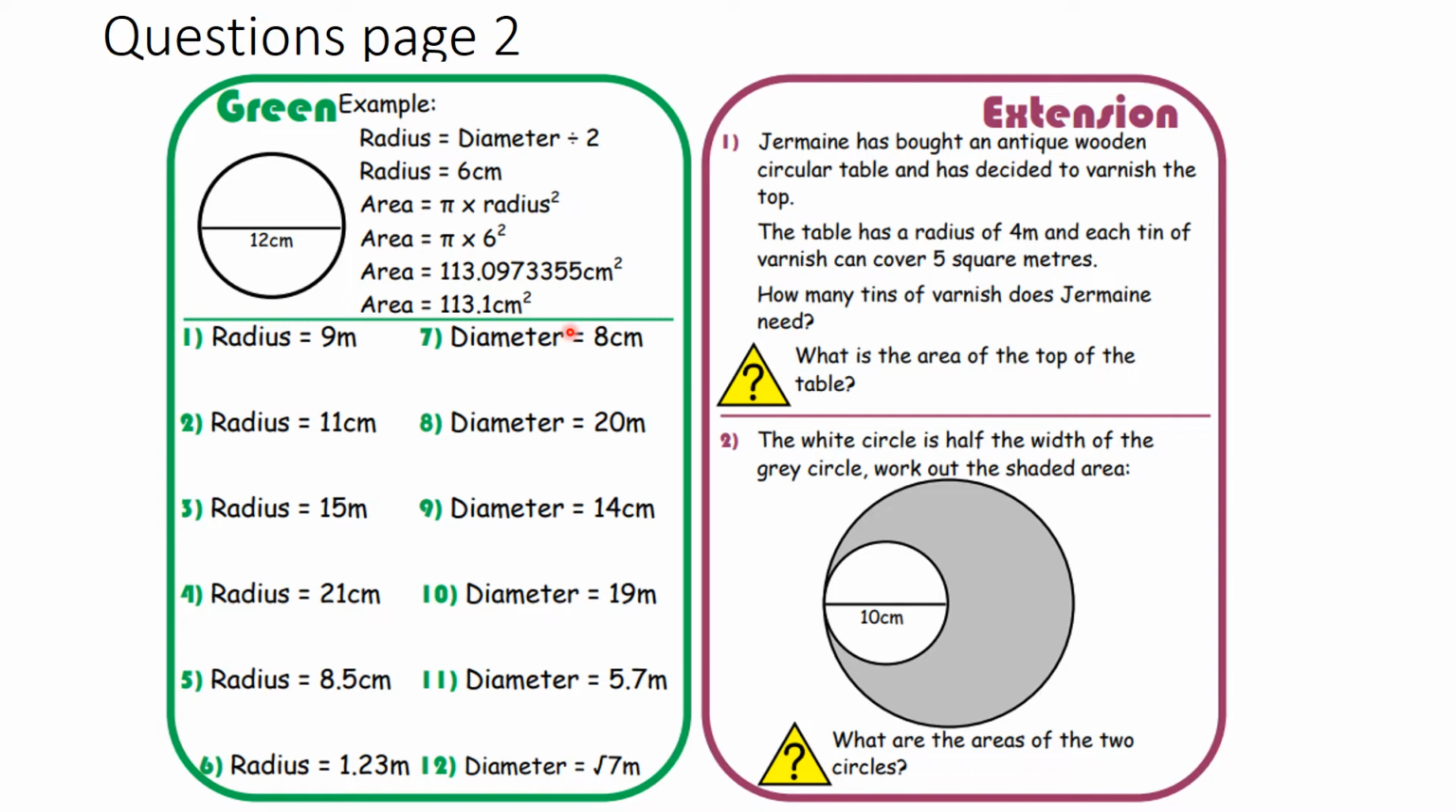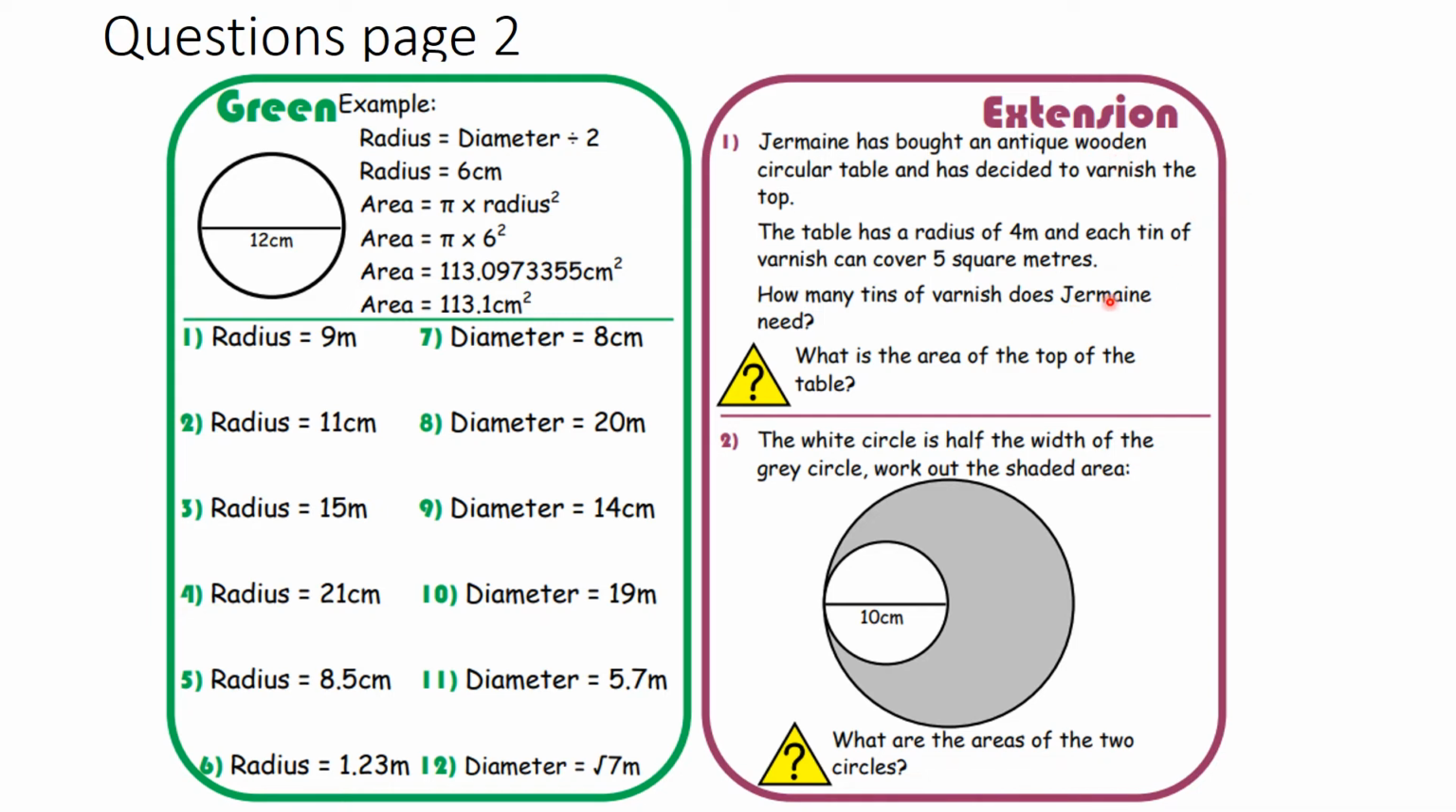This column here, though, this is slightly different. We've been told the diameter. So you need to half this number before you do anything else. And there's an example here explaining it to you. Okay, so you need to half this to get 4 and do pi times 4 squared, pi times 10 squared, and so on.